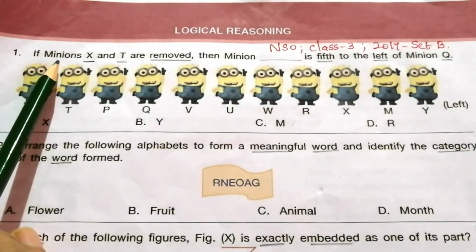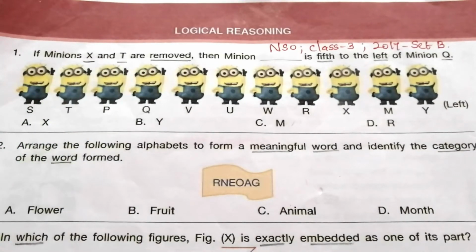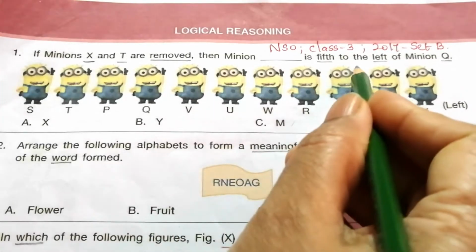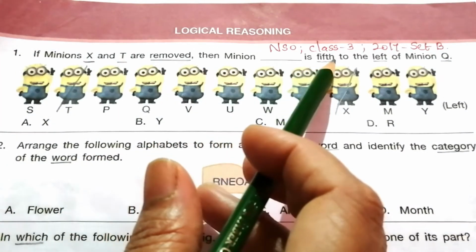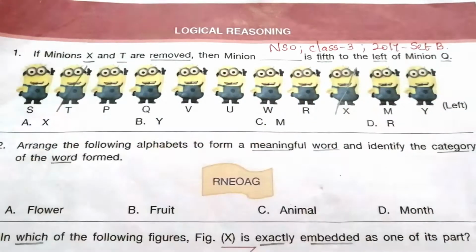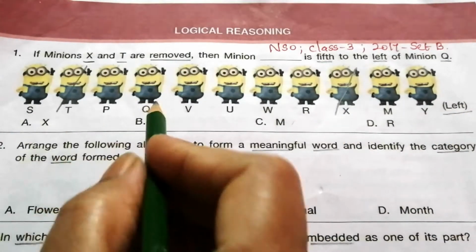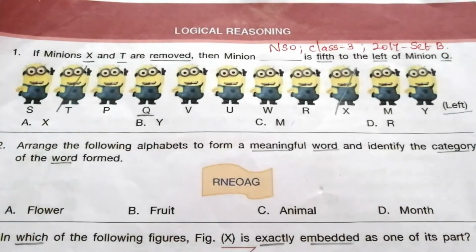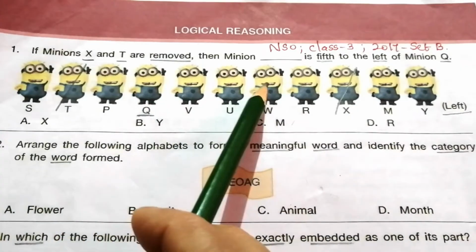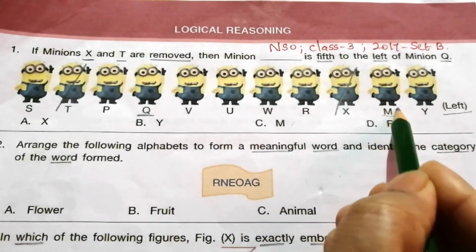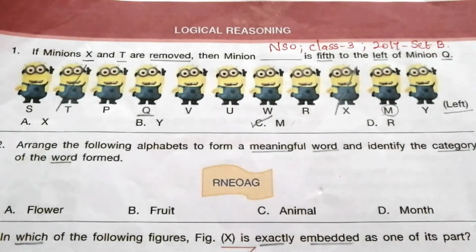And here the given condition is minions X and T are removed. So we have to remove X and T. Then minion dash is fifth to the left of minion Q. And this is our left side. Where is Q? This is Q. We have to find the fifth one. So this side is left. 1, 2, 3, 4, 5. So M is our answer. So C, M is the answer.